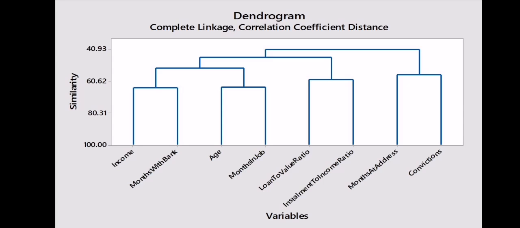If we then proceed to divide into 3 groups, in addition to the applicant's history, coming across the graph from right to left, we see another group is the loan to value ratio and the installment to income ratio, which has to do with the ease of repayment of the loan. So we've got the applicant's history, the ease of repayment of the loan, and then everything else about the applicant. If we go to 4 groups, we've got the applicant's history on the right, then the ease of repayment of the loan, then we've got the age and months in job, which has to do with the personal profile of the applicant. And then over on the left of the graph, the income and months with bank, which is the financial profile of the applicant.